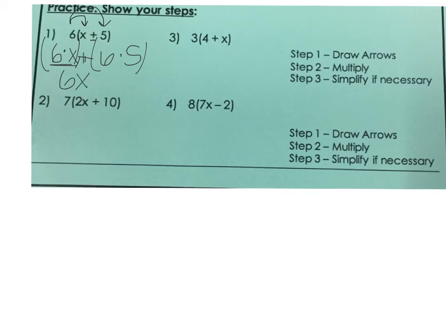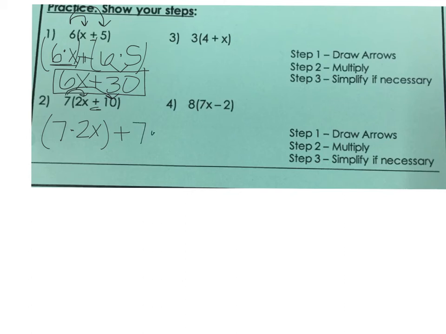Okay, we know that 6 times 5 is 30. So we're going to bring that down as 30, and we can't forget to bring down our plus sign. Neither of those are like terms, so it's in simplest form, so that is our expression. All right, the next one, we're going to go ahead and distribute the 7 with 2x, so it's going to be 7 times 2x plus 7 is going to distribute with 10.